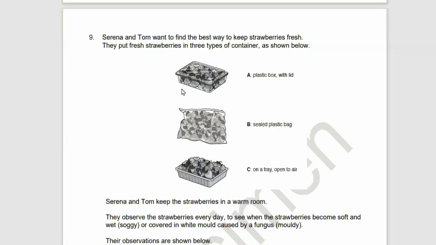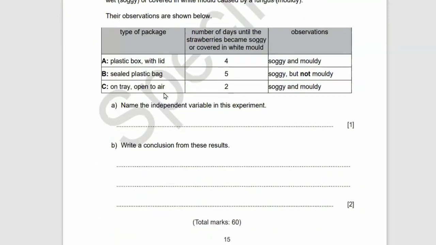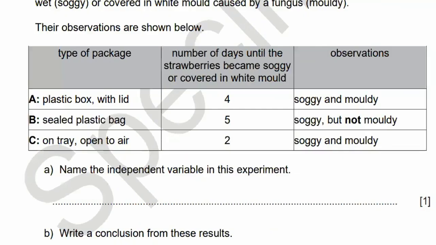Let's zoom in on their observations of the 3 strawberry packages. Type of package. So when they just had a plastic box and a lid, the number of days until the strawberries became soggy or covered in white mold was 4 days. Soggy and moldy. Sealed in a plastic bag, it took 5 days. They got soggy, but they didn't get moldy. And then when they were just kept in the open air, they went off in 2 days. They got soggy and moldy.